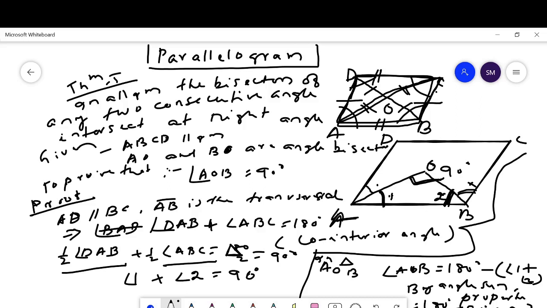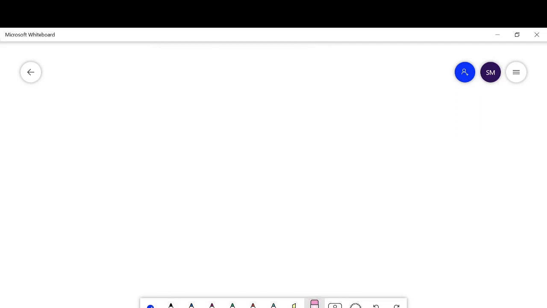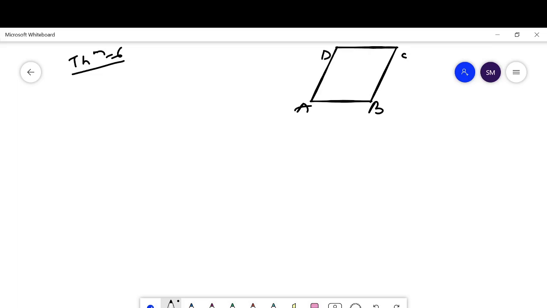Okay. Then theorem 6, property 6. Theorem 6 says, if a diagonal of a parallelogram bisects one of the angles of the parallelogram, it also bisects the second angle, and then this parallelogram is also a rhombus. Suppose ABCD is a parallelogram, and AC is the diagonal.